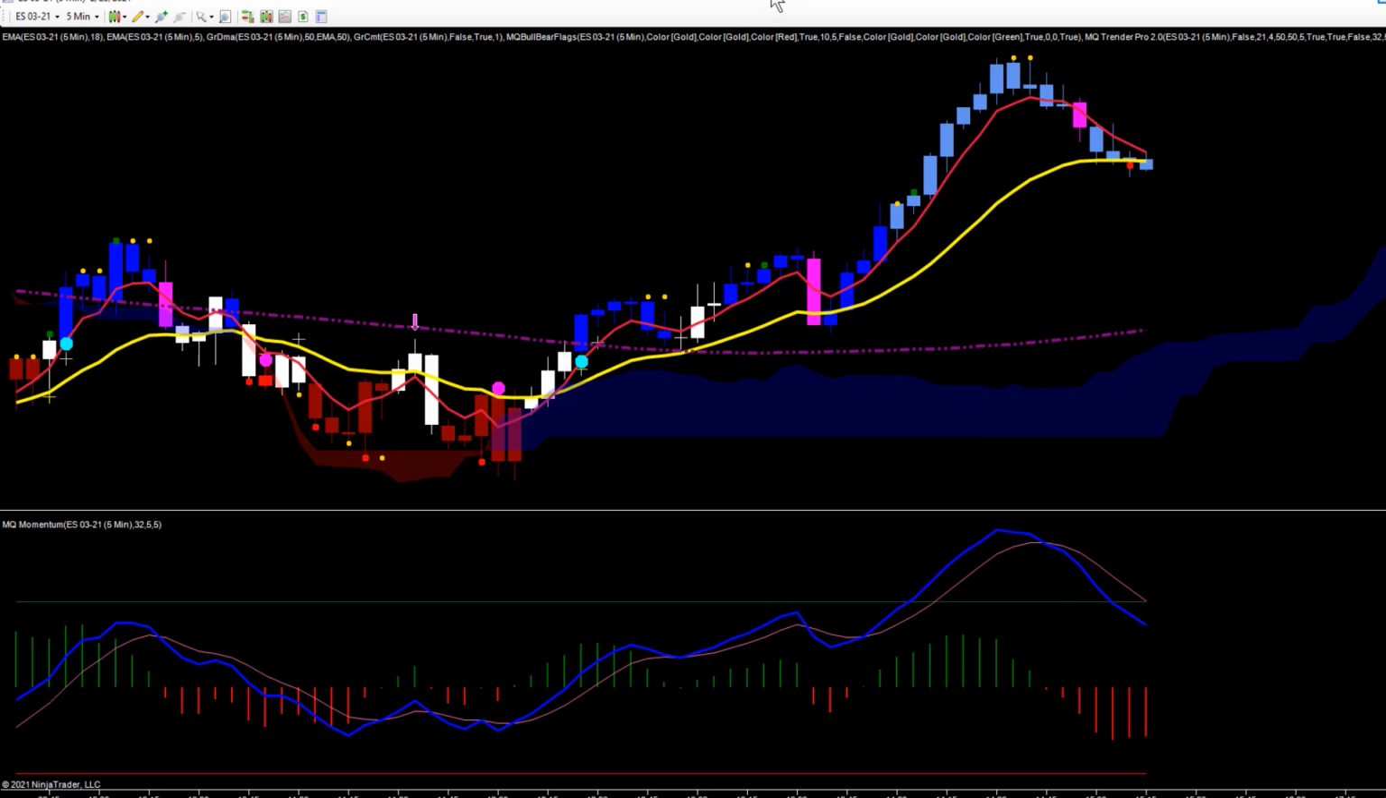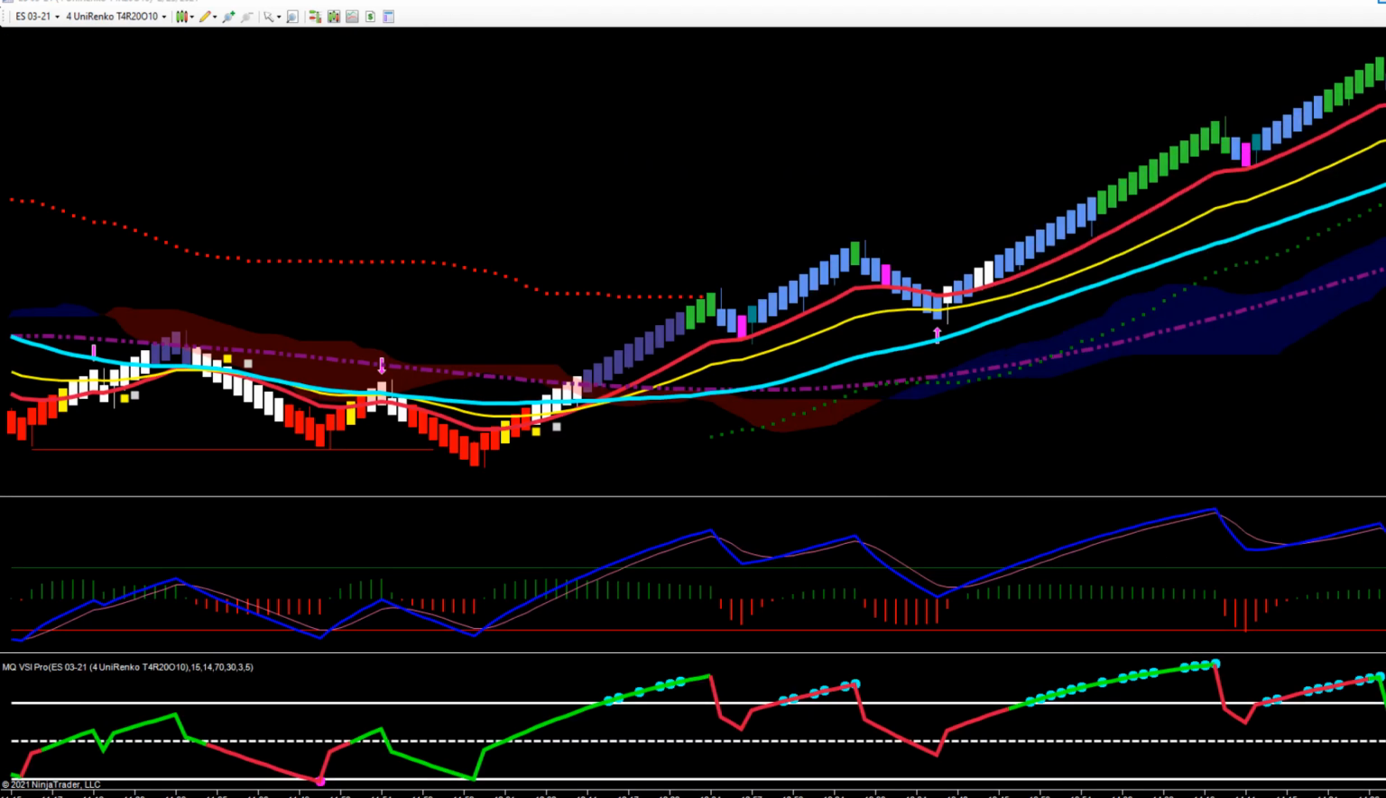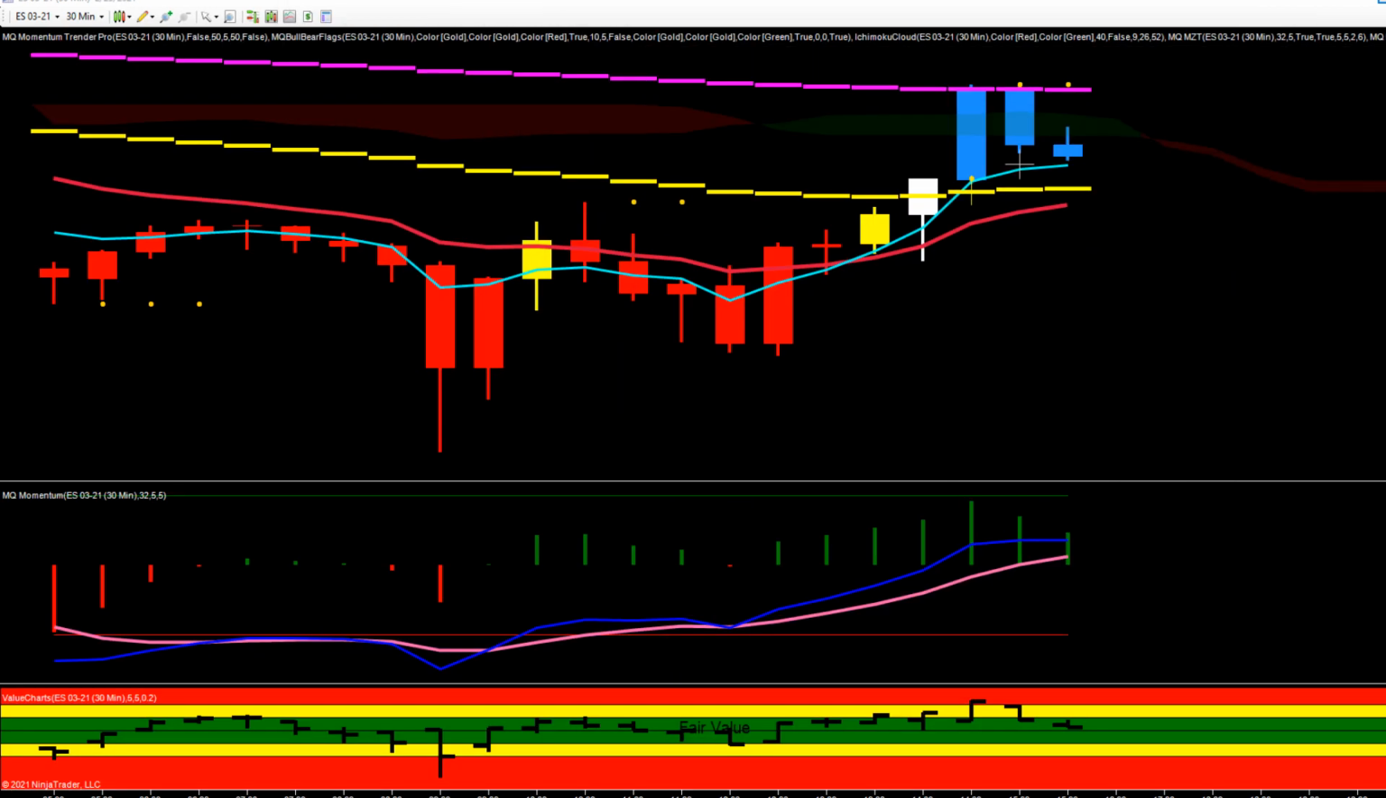So again, plenty of opportunities in the ES today, based off of that high-low reversal bar from the 30-minute chart, which was right there. We had that low-high reversal. I think you called it high-low, but it was a low-high reversal right there.